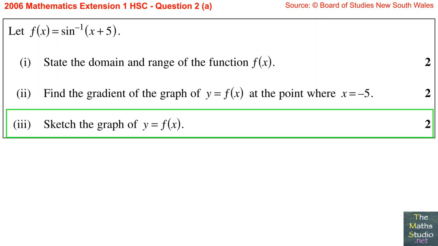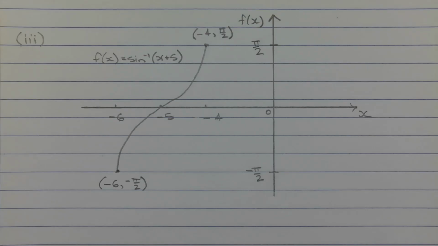Part 3. Sketch the graph of y equals f of x. Here is a sketch of the graph of y equals f of x, where f of x is equal to inverse sine of (x plus 5). This is the graph of y equals inverse sine of x that has been translated or shifted horizontally by 5 units to the left-hand side.